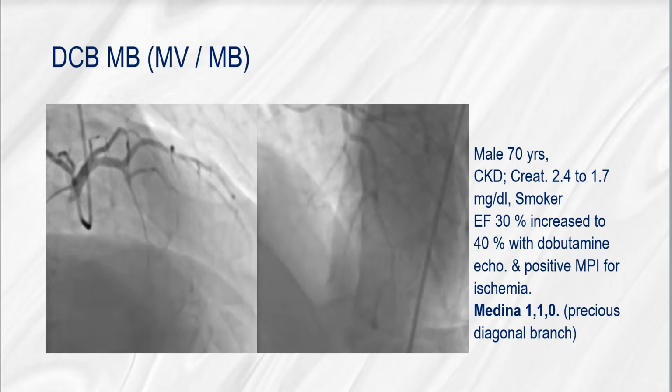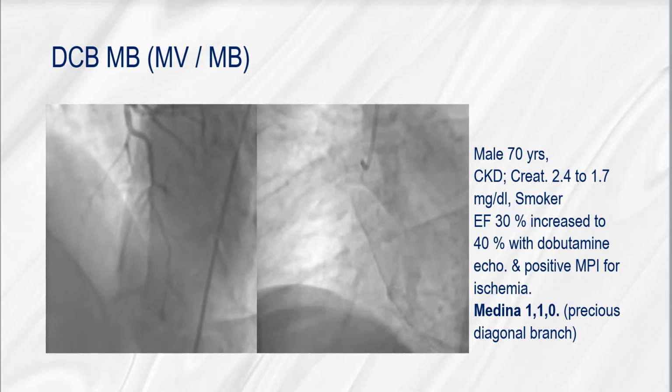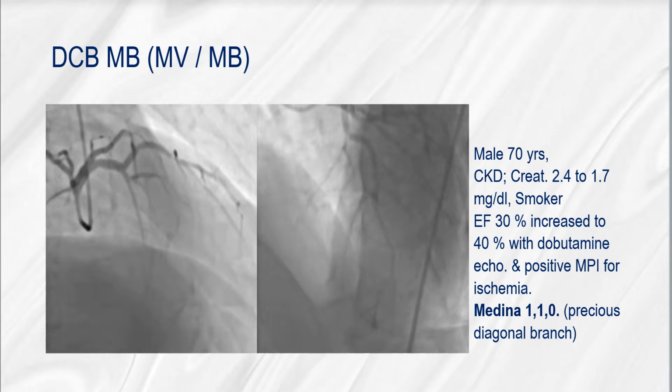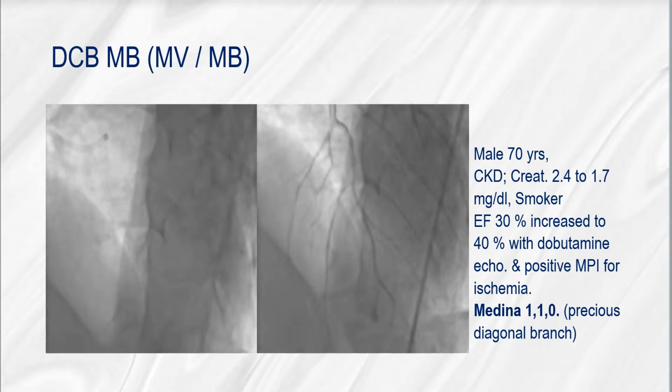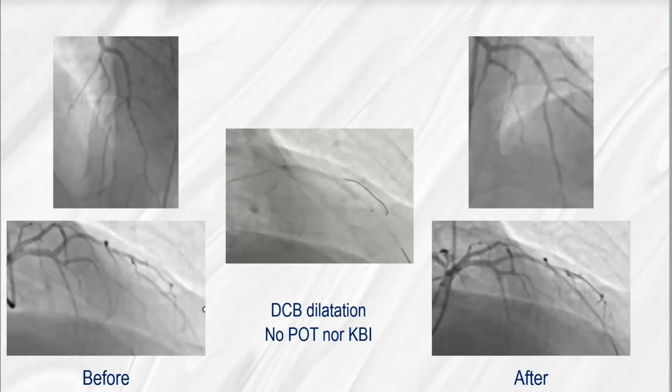In the third case, there is a mid-LAD bifurcation lesion with a precious diagonal branch, Medina 110, in a patient with positive dobutamine echo. Non-compliant balloon dilatation was done with the distal 2.5 millimeter and proximal 2.75 millimeter, followed by drug-coated balloon dilatation, 2.75 by 40 millimeter for 70 seconds. And this is the final result. No POT nor kissing balloon inflations were done.